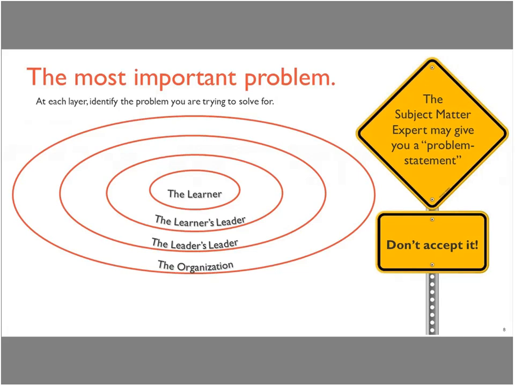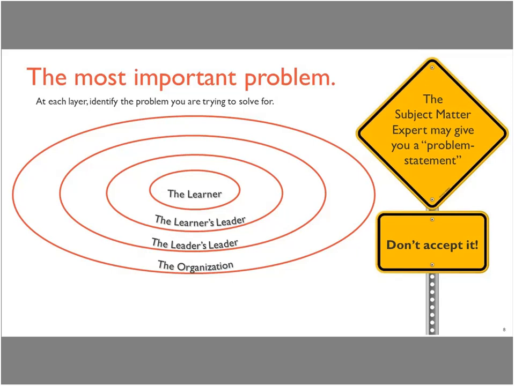Often, as we think about where we sit in organizations, we receive requests. And often the subject matter expert or our business partner is the one who provides us with that problem statement. They say there's a problem with the learners because they're not following process, or they're not selling enough, or they need to do a better job at providing a superior customer experience.